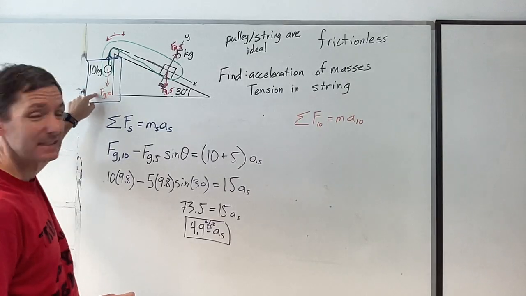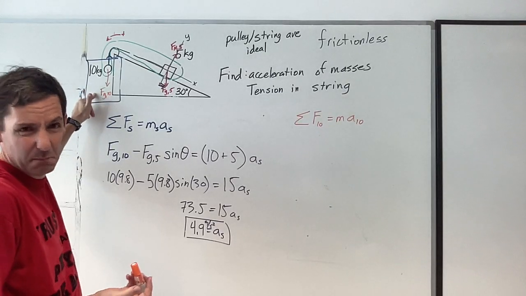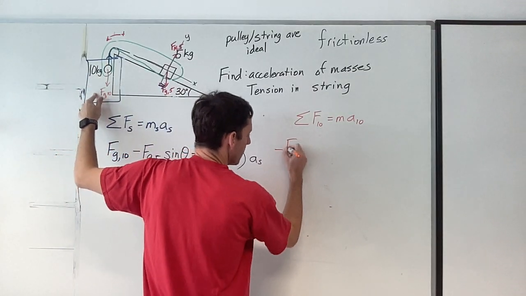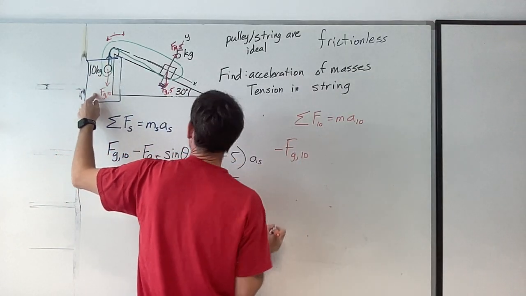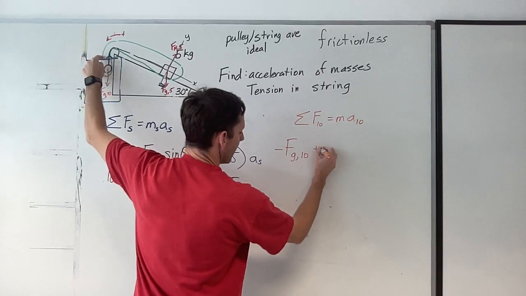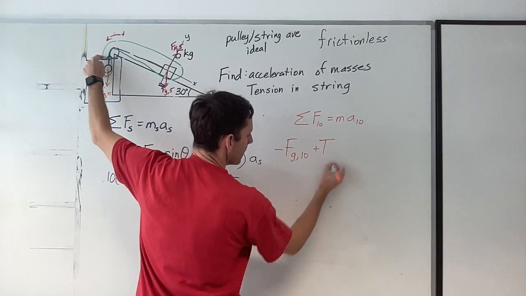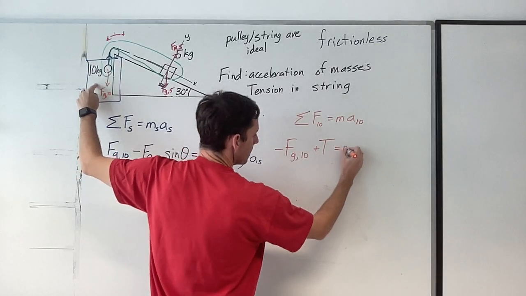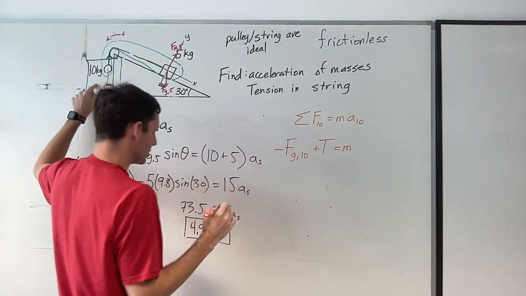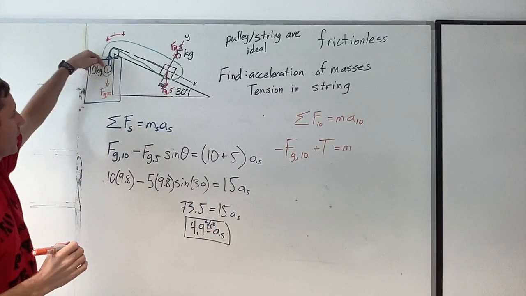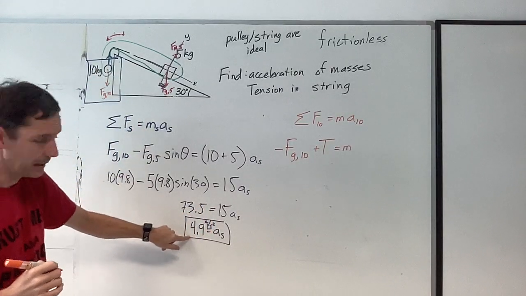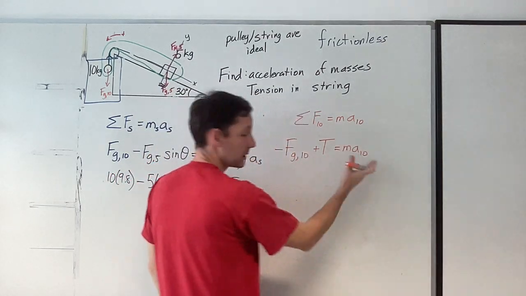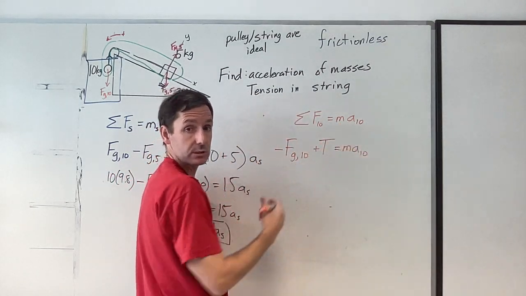So that is downward. So I'm going to go ahead and make that negative, right? So I'm going to go minus FG10. I've got the tension upwards, and that needs to equal the mass times the acceleration. Now the acceleration of the 10 block is downward, and it is that 4.9, but I'll put that in just a second. Okay, that's all it is. Sum of the forces equals ma.